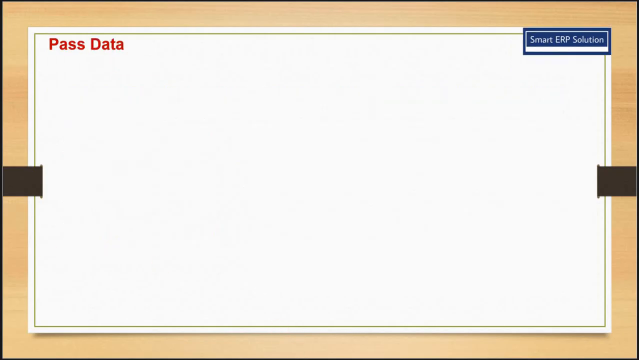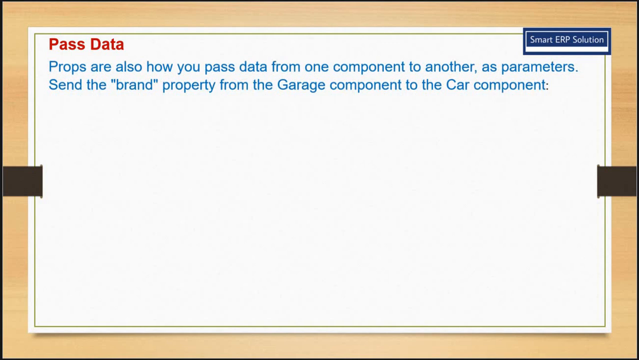Pass data. Props are also how you pass data from one component to another as parameters. Send the brand property from the garage component to the car component. How?